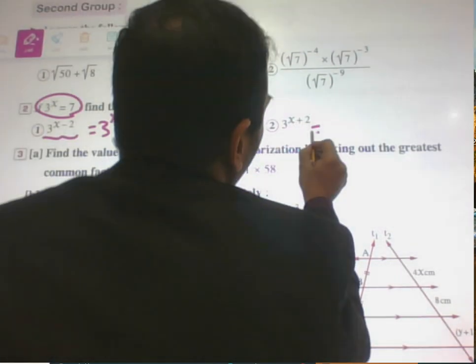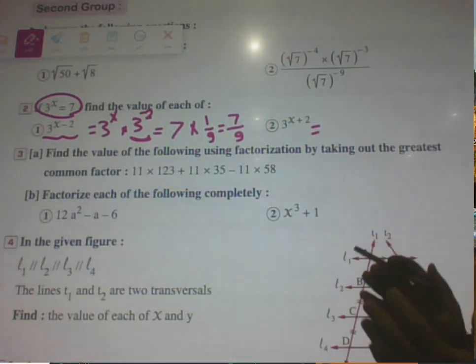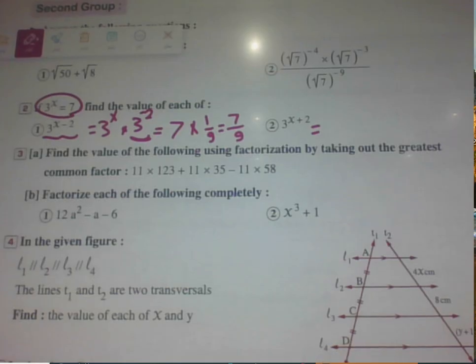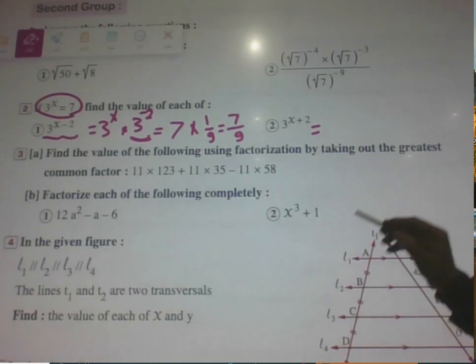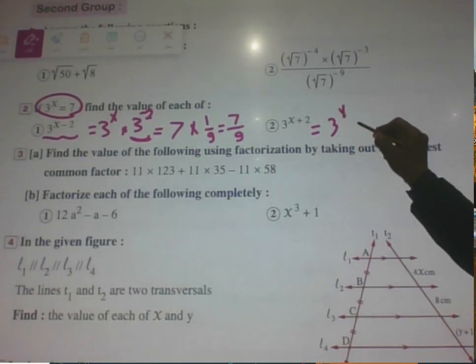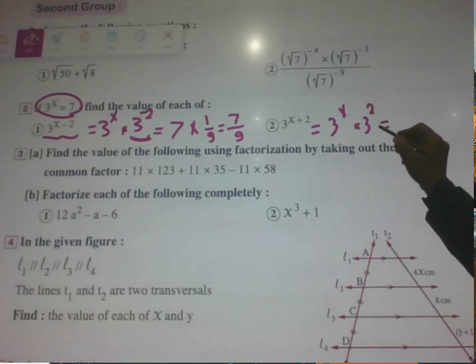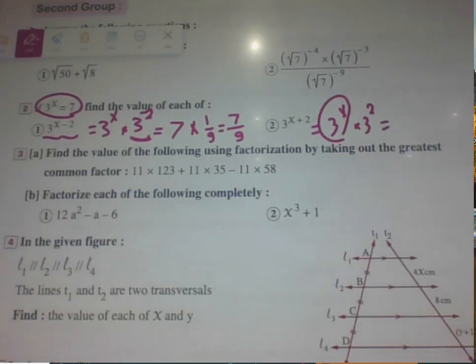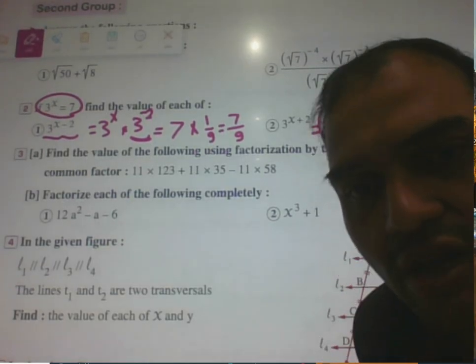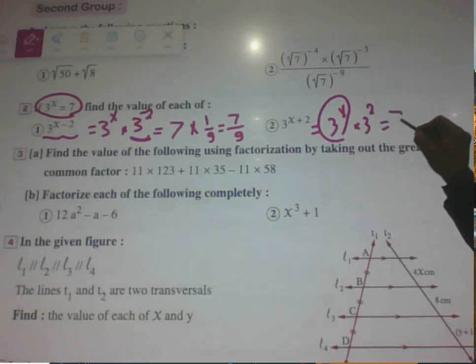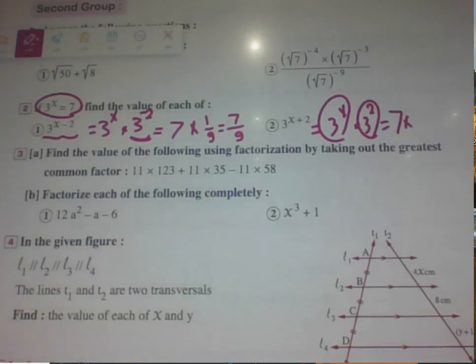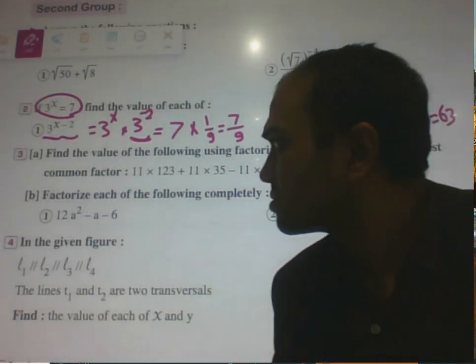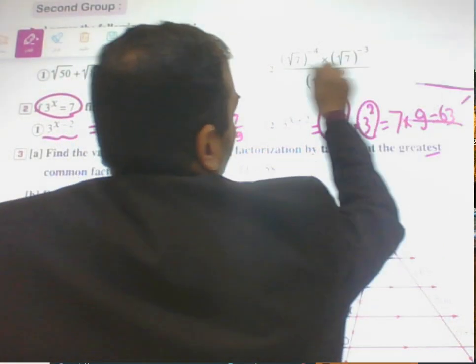Next question here. Also we can expand this expression by writing 3 to the power x multiplied by 3 to the power 2. The value of 3 to the power x will be 7. Okay, look here: 7 multiplied by 3 squared. 3 times 3 equals 9, and 7 times 9 equals 63. Next question.